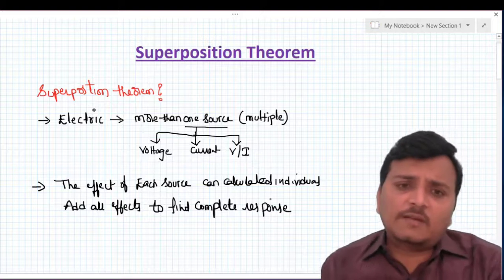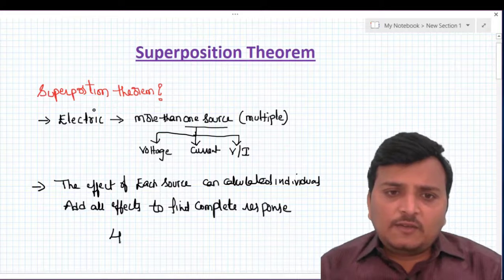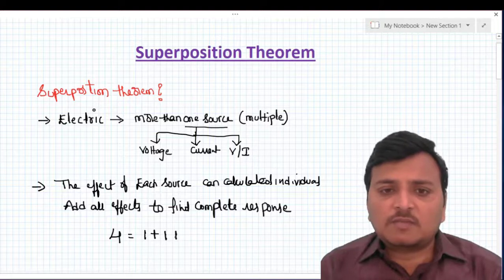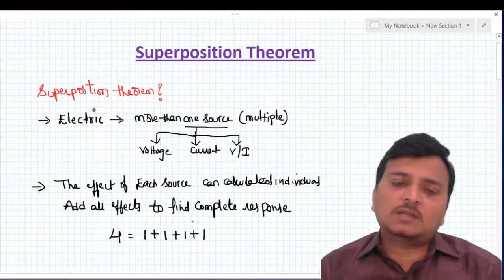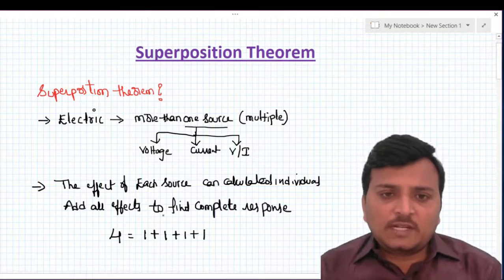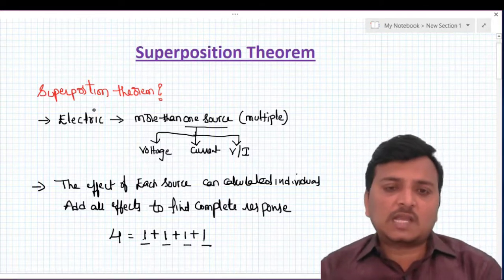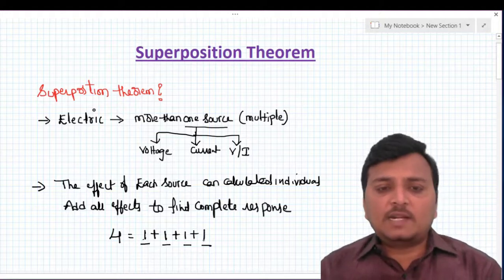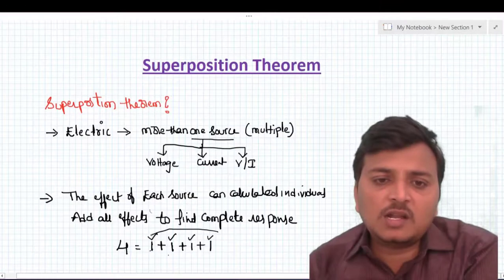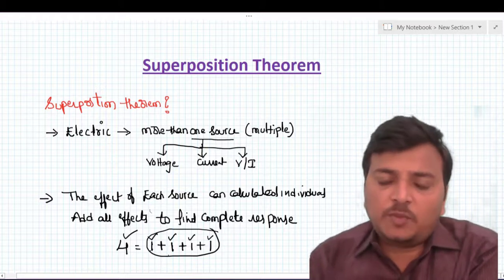In a very simple way, if you have 4 sources, then we find the responses of the individual sources and add them: 1 plus 1 plus 1 plus 1, that's it. So the effects of source 1, source 2, source 3 and source 4 in one branch are calculated individually, and then added together to find the complete response of all the sources. This is a simple way to understand the superposition theorem.